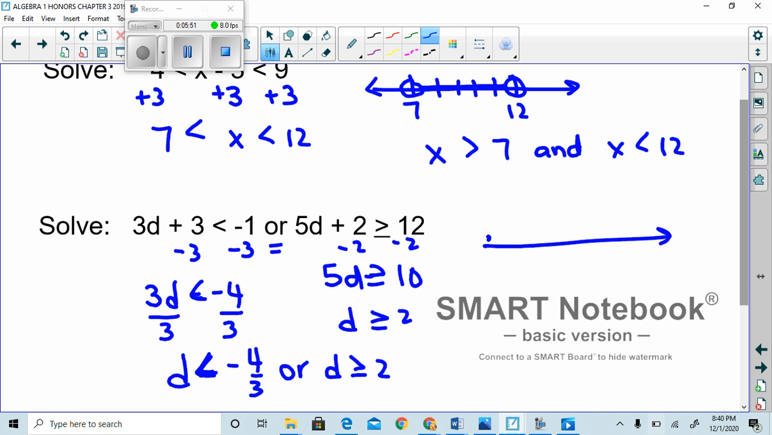Number line, 0, 1, 2. So at 2, I'm going to have a closed circle and shading everything greater. ORs will go in opposite directions. This is -1, -2. It falls somewhere over here, open circle, and shade everything that's less than. So there you have our compound inequalities.